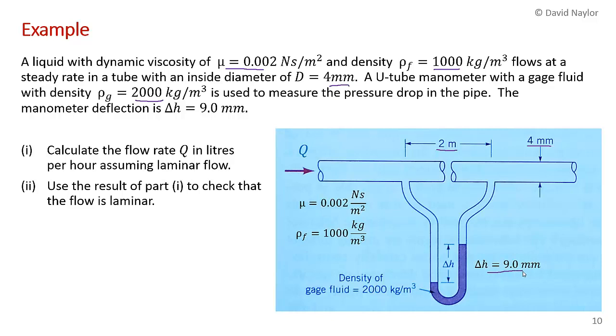So using this information, we want to calculate the flow rate in liters per hour, assuming laminar flow. And then we'll use the result of part 1. So we'll use the flow rate to calculate an average velocity and check that the flow is indeed laminar and that the result is valid.